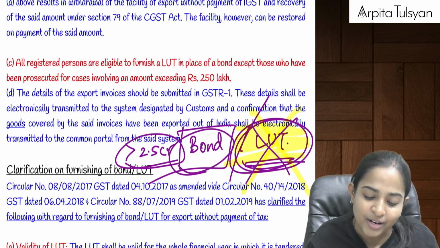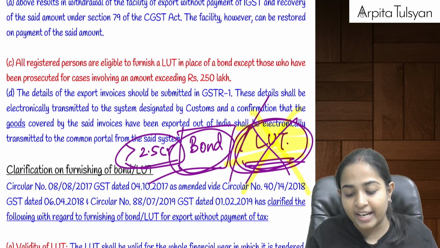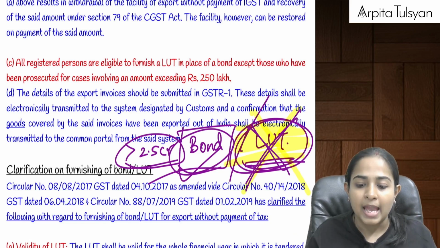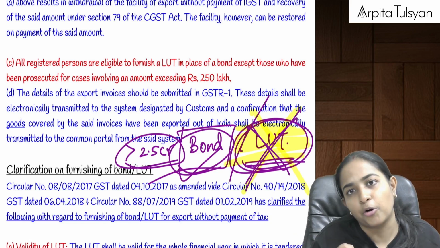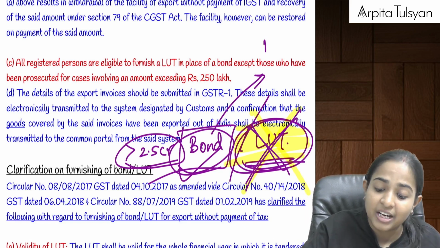Then in that case you will have to sign a bond only. That is the only exception where LUT is not allowed but bond is allowed. Bond has to be given. Ma'am, what is so difficult about bond? Whenever you are giving a bond, you are kind of giving a bank guarantee.